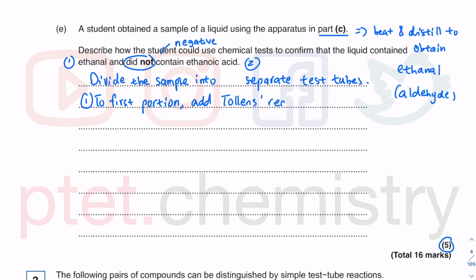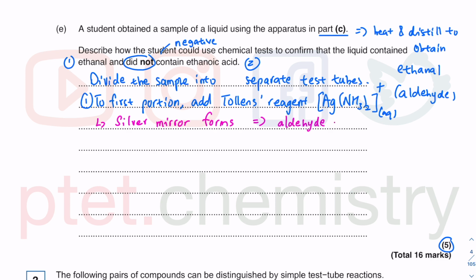So Tollens' reagent is basically your silver with NH3 twice. This is a colorless solution that you obtain by dissolving silver chloride precipitate in excess aqueous ammonia to give you this Tollens' reagent. And then we will see, what do we see? Silver mirror forms because aldehyde is present. So this indicates that aldehyde is present. So our product contains aldehyde.